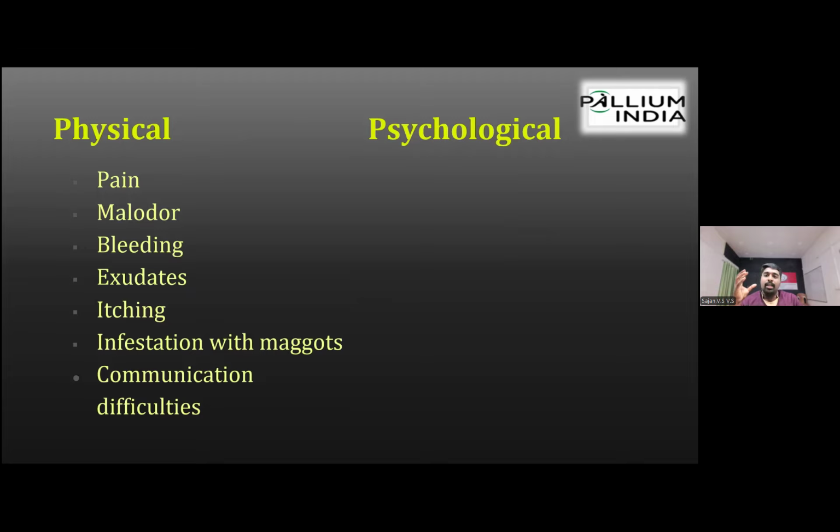Then suppose the wound is on, for example, the buccal mucosa. This type of fungating wound on the cheek and on the floor of the mouth means communication difficulty. Surely it will be there. These are some of the physical problems.